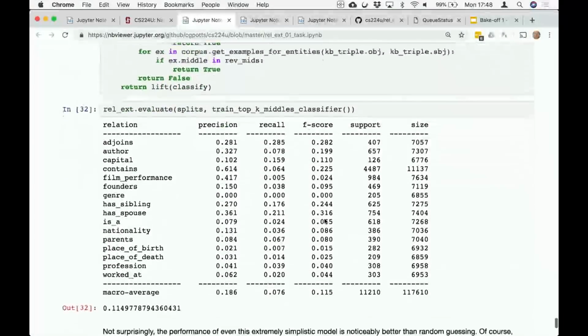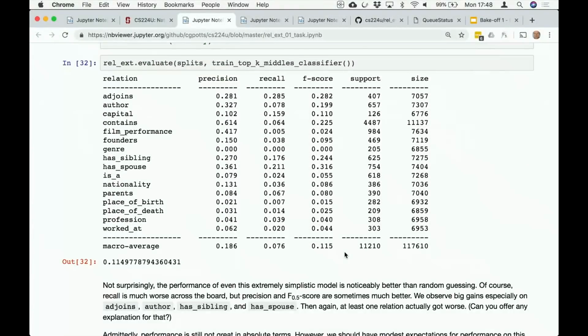We can evaluate how this does, and it does significantly better. The summary statistic is 11.5, so that's the macro averaged F-score. Significantly better than the random guesser, but on the other hand, still really terrible, right? The random guesser was like 9%. Now we're up to 11.5%. It definitely helped, but it's still really terrible.